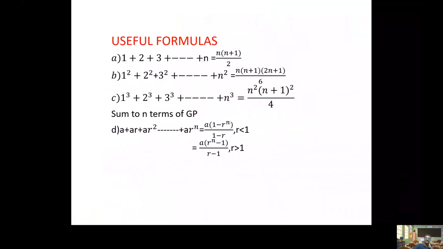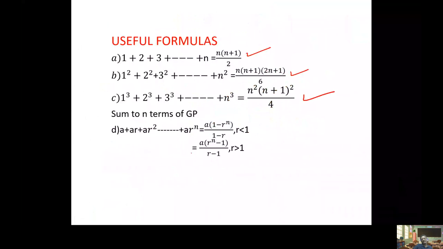These are the formulas we can use for the evaluation of definite integral. 1 plus 2 plus 3 plus etc. n, the sum of the first n natural numbers, is n into n plus 1 by 2. Sum of the squares of the first n natural numbers, 1 squared plus 2 squared plus etc. n squared, is n into n plus 1 into 2n plus 1 by 6. Sum of the cubes of the first n natural numbers is n squared into n plus 1 whole squared by 4.